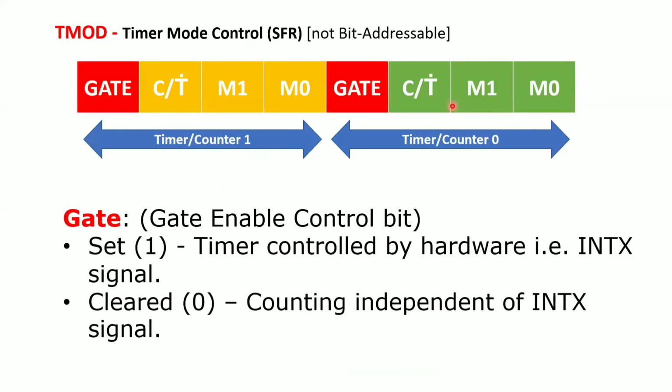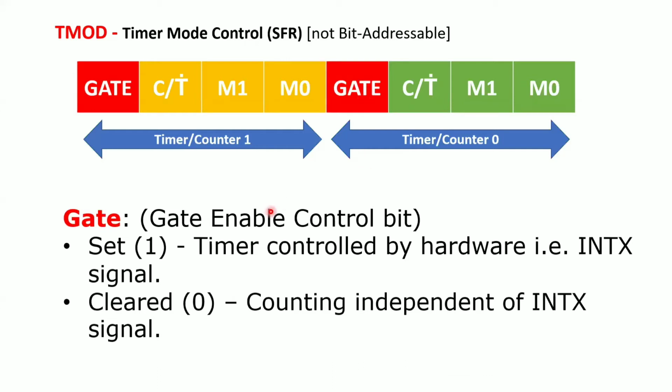The next important bit is your gate enable control bit. What does gate enable mean? Whenever you see a gate anywhere in this microprocessor or any subject, a gate simply enables or disables. That is the need of the gate. Here, what we are going to enable is the controlling of the timer with the help of hardware. I will come to this point within a short period of time, so please remember this point.